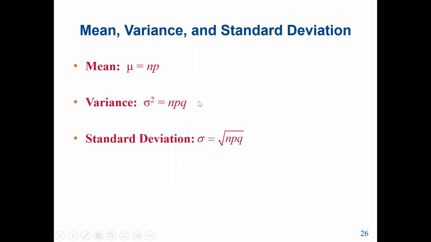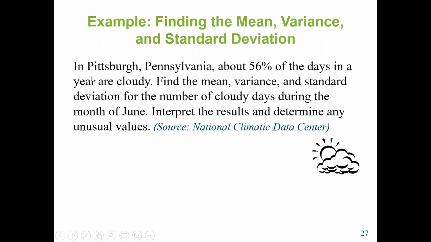Again, the NPQ, we already discussed it. N will be the total number of tries. P is the probability of success. And Q is the probability of failure. Always Q is 1 minus P. So let's see one example here.